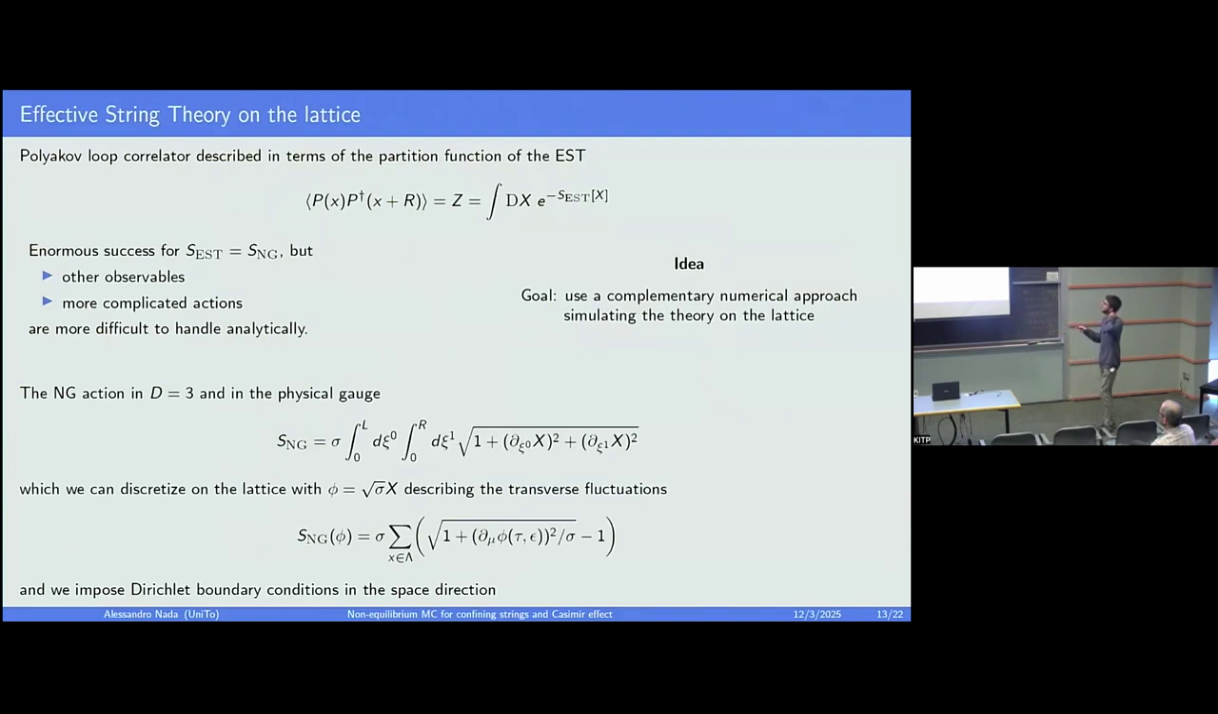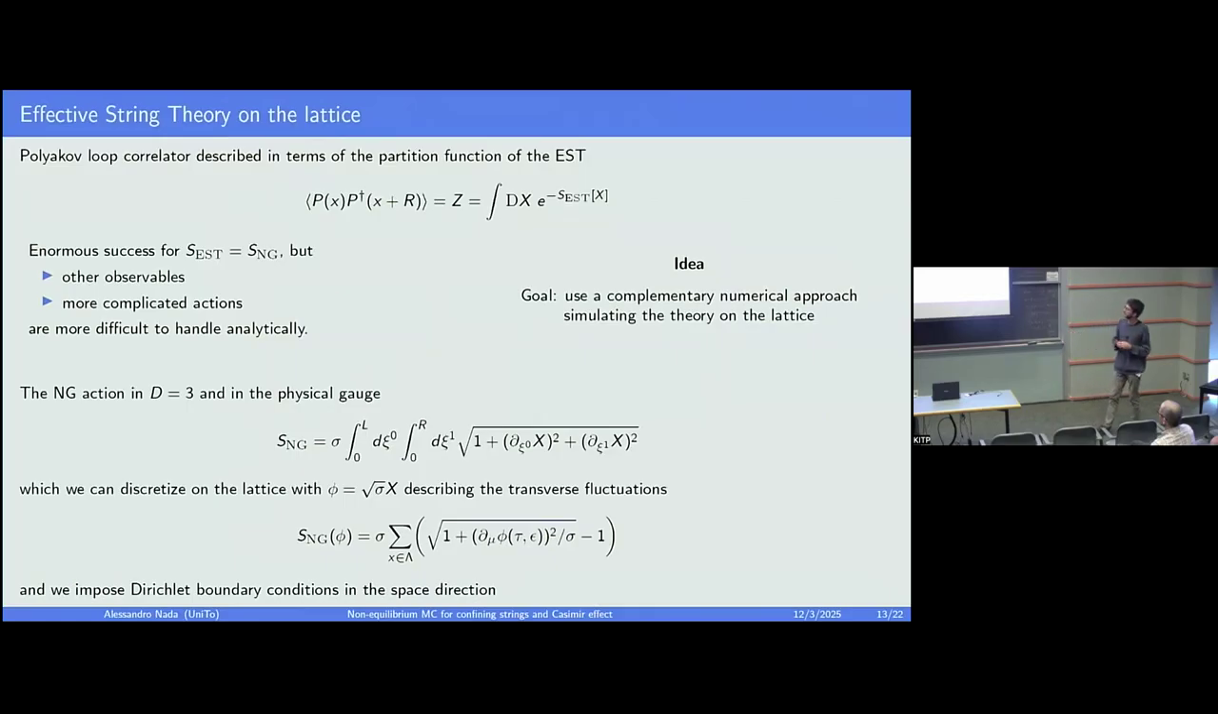And essentially, the partition function of this action can be matched with the expectation value of either Polyakov loop correlators or a Wilson loop in the gauge theory, in Yang-Mills. Okay? This has had an enormous success in the last 30 years, I would say, especially when computing Z, as you know analytically extremely well.